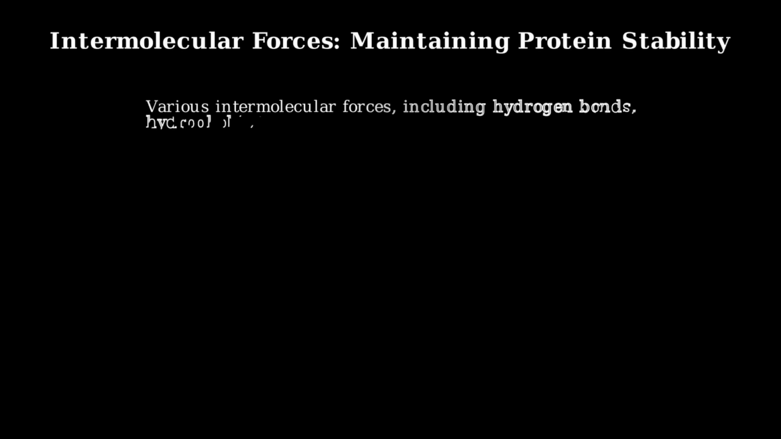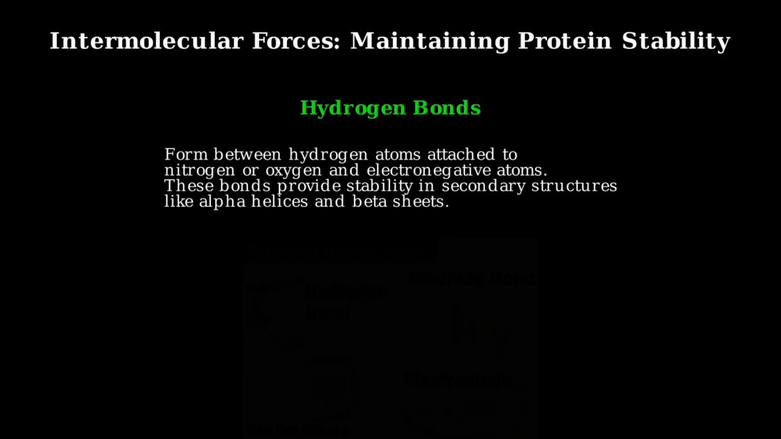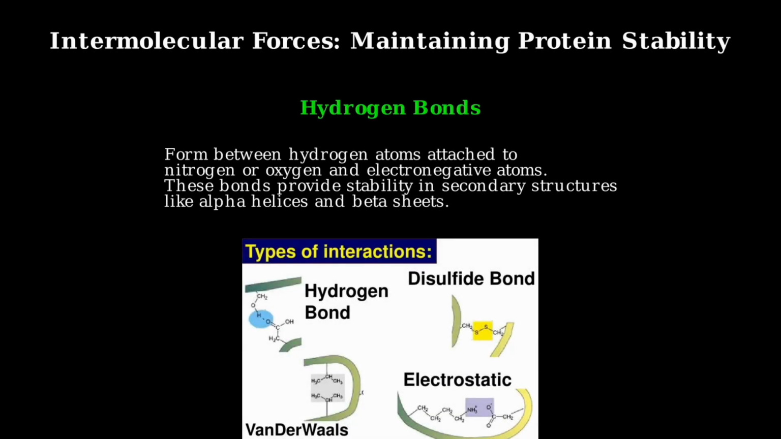Proteins maintain their complex three-dimensional structures through various intermolecular forces. These forces work together to stabilize the folded shape that determines protein function. Hydrogen bonds are one of the strongest intermolecular forces in proteins. They form between a hydrogen atom attached to an electronegative atom like oxygen or nitrogen and another electronegative atom nearby. In protein structures, hydrogen bonds help stabilize secondary structures such as alpha helices and beta sheets.